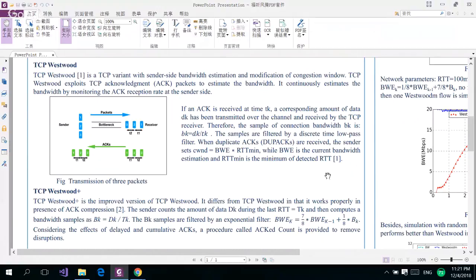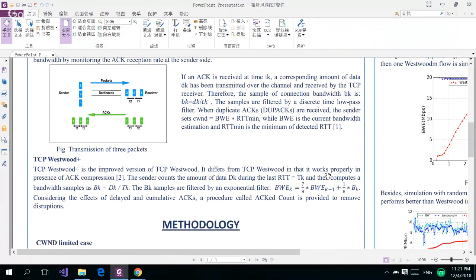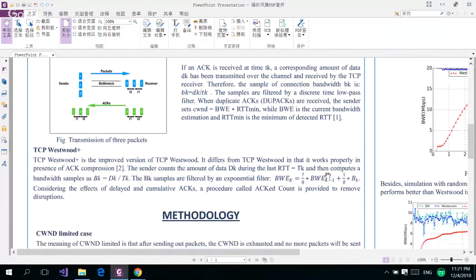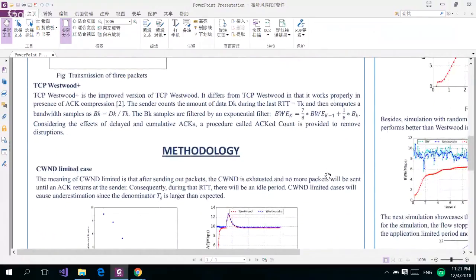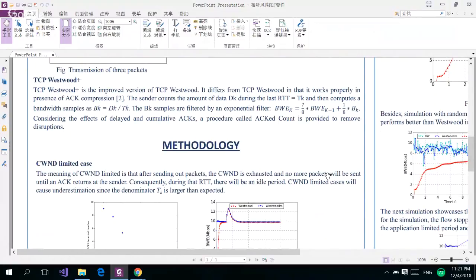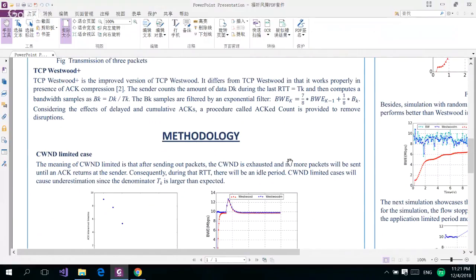The samples are filtered by a discrete-time low-pass filter. When dupACKs are received, the sender sets the congestion window to be the current bandwidth estimation times the minimum detected RTT. TCP Westwood Plus is the improved version of TCP Westwood. It differs from Westwood in that it works properly in the presence of ACK compression. The sender counts the amount of data ACKed during the last RTT, dk, and then computes a bandwidth estimation sample as bk equal to dk over tk. And then it is also filtered by an exponential filter.